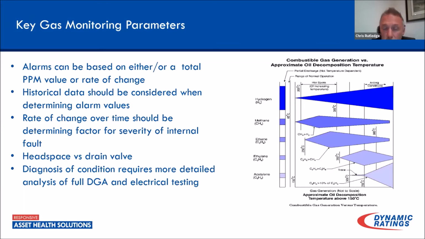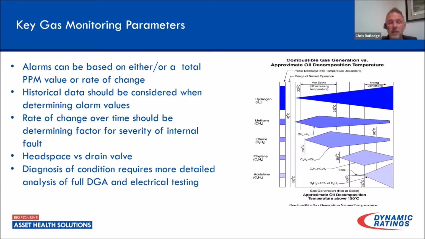I really like the rate of change approach with this. I've seen a lot of transformers that, depending on loading, the environment, and the way they're being used, 100 to 200 parts per million of hydrogen may be normal for that piece of equipment. That's why I would recommend, anytime you're setting up these alarms, you go back and review your historical data and see what is normal for this transformer. It does vary from piece of equipment to piece of equipment.